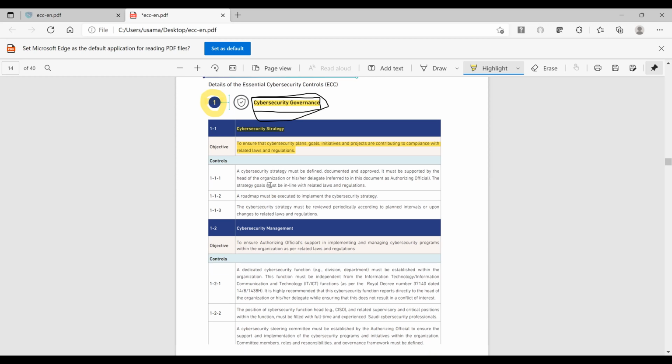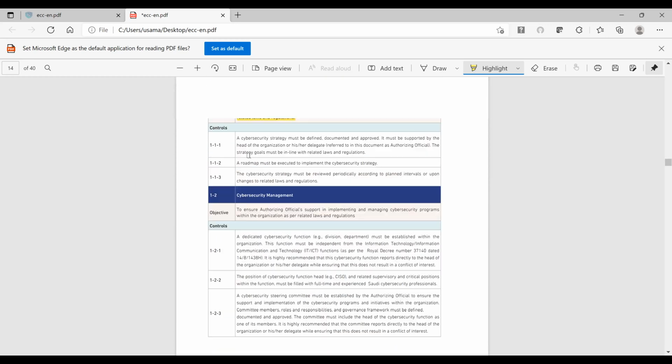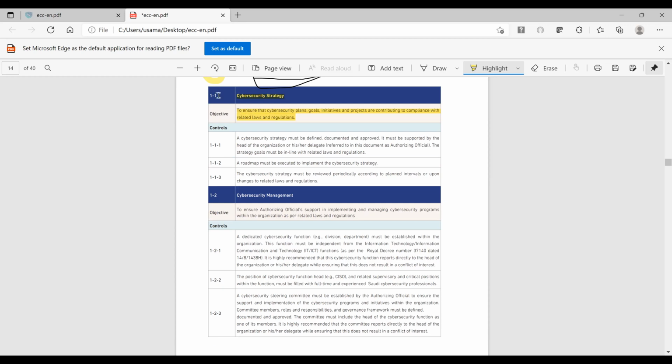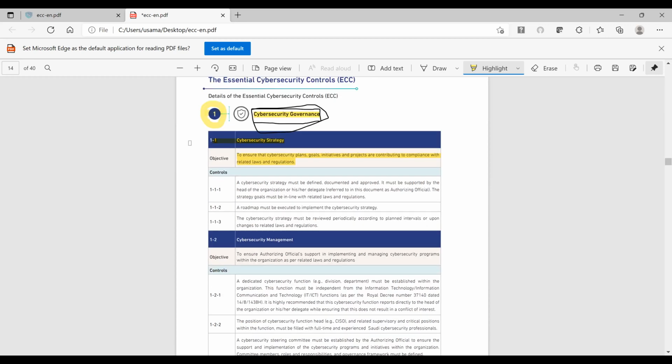Right. What are the controls? Now we have in this V, what is this? Do you know what the name of this one is? This is the domain. And what is the name of this one? Subdomain. Subdomain, that's right. This is subdomain one, cybersecurity strategy. And you will find here 1-1.